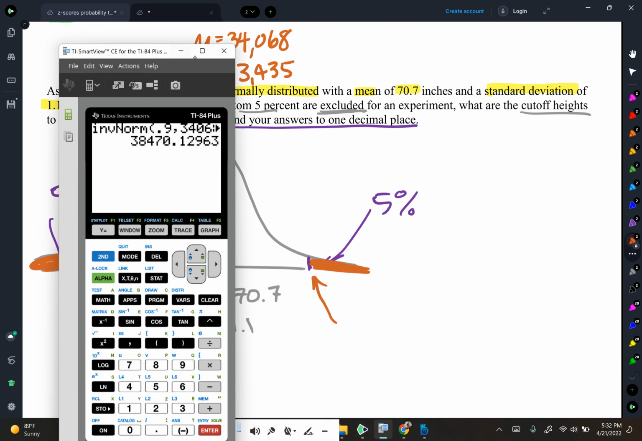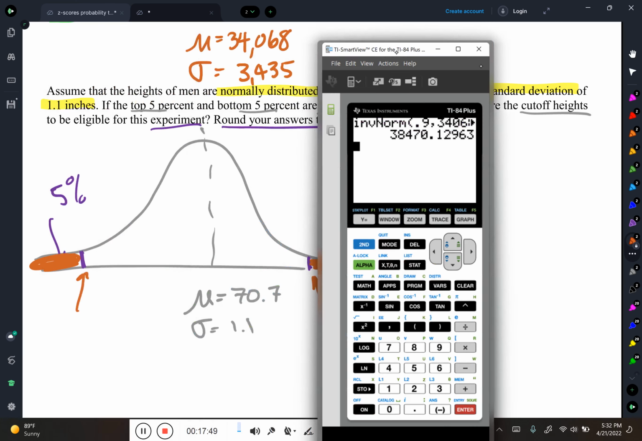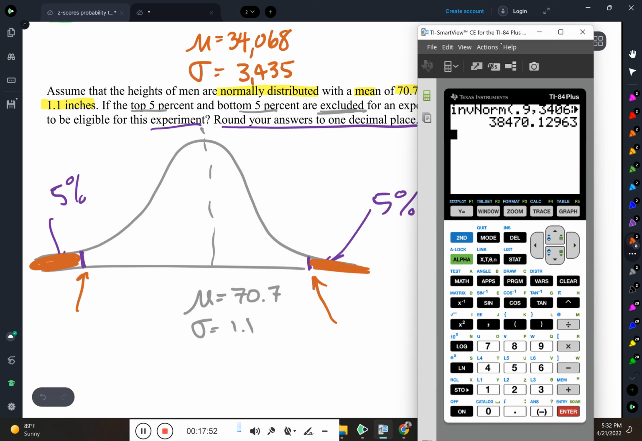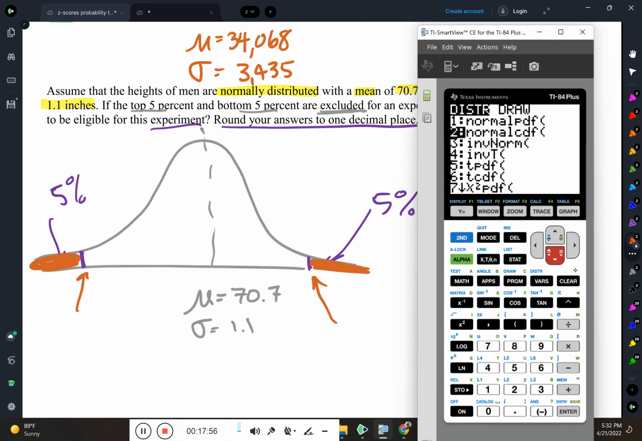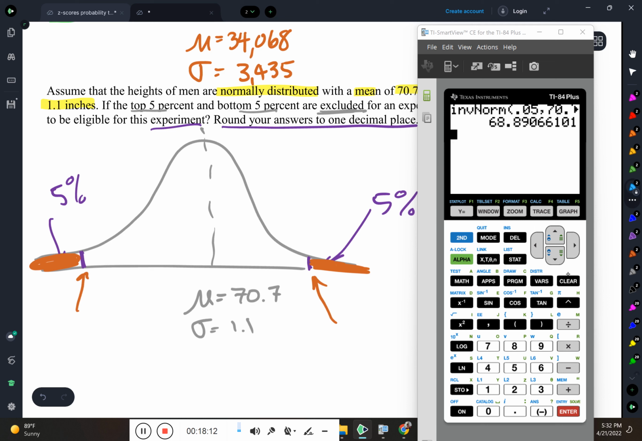So I'm going to bring up my calculator. The first thing I'll do is find that left tail one that I know over there. I'm going to find this one on the left. That's an inverse normal. The area is 0.05. That's that 5%. The mean is 70.7. The standard deviation is 1.1. And that gives me a 68.9. And these are inches. So you must be taller than 68.9 inches.